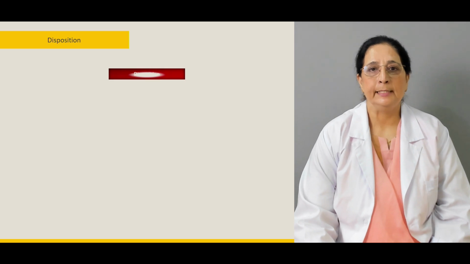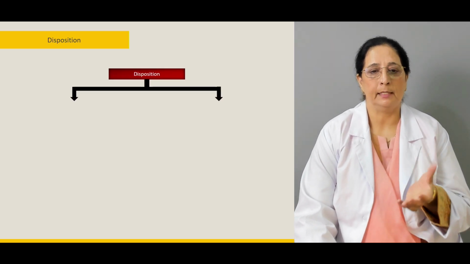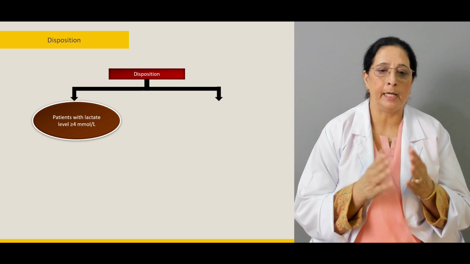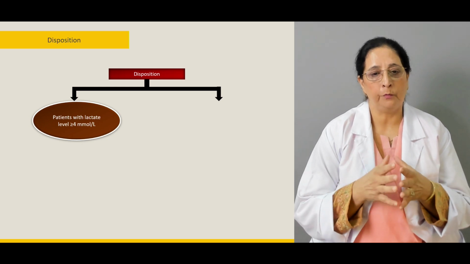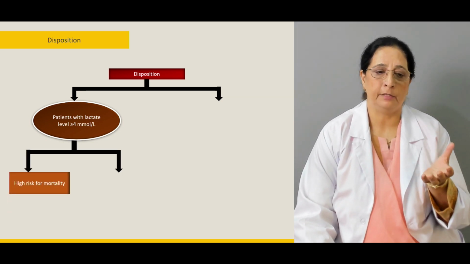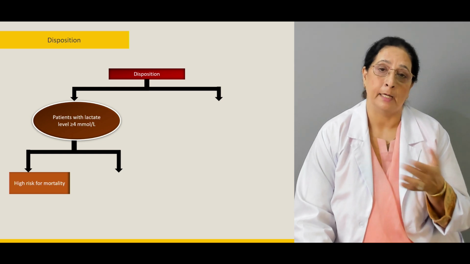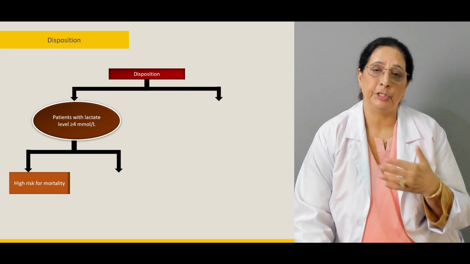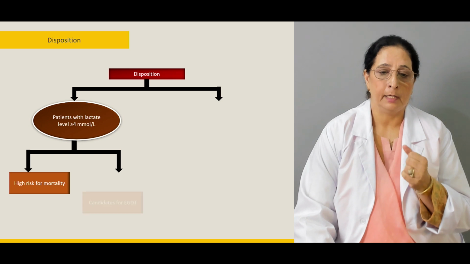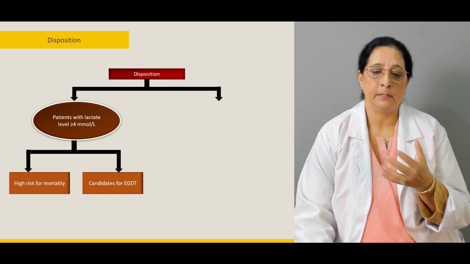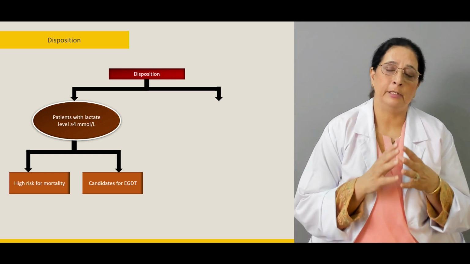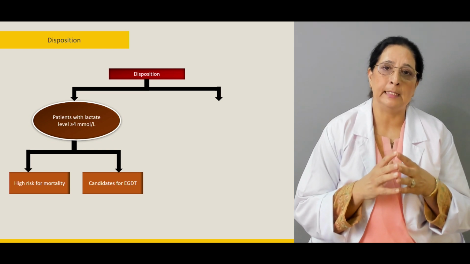If we talk about the disposition, we have 2 choices, depending on the lactate level. If the patient has a lactate level more than or equal to 4 millimole per liter, this is a patient with a higher risk for mortality. The prognosis is poor for this patient, and these are the candidates for goal-directed therapy. We should start the goal-directed therapy for these patients.